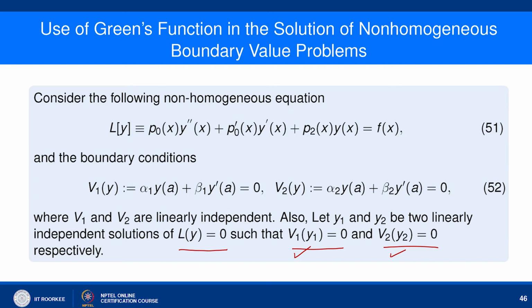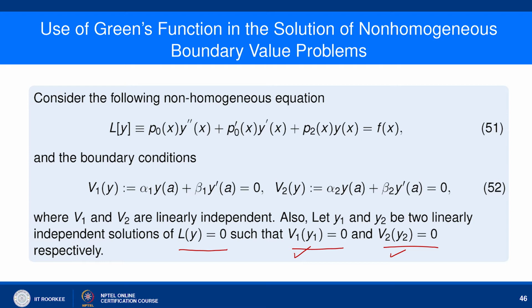are given as V1 y and V2 y, where V1 y is alpha1 y(a) + beta1 y'(a) = 0, and V2 y is alpha2 y(b) + beta2 y'(b) = 0. This is the condition given at the point x = a, and this is the condition given at the point b. Here V1 and V2 are linearly independent. Also let y1 and y2 be two linearly independent solutions of Ly = 0, such that y1 satisfies the first boundary condition, and y2 is another solution which satisfies the second boundary condition.